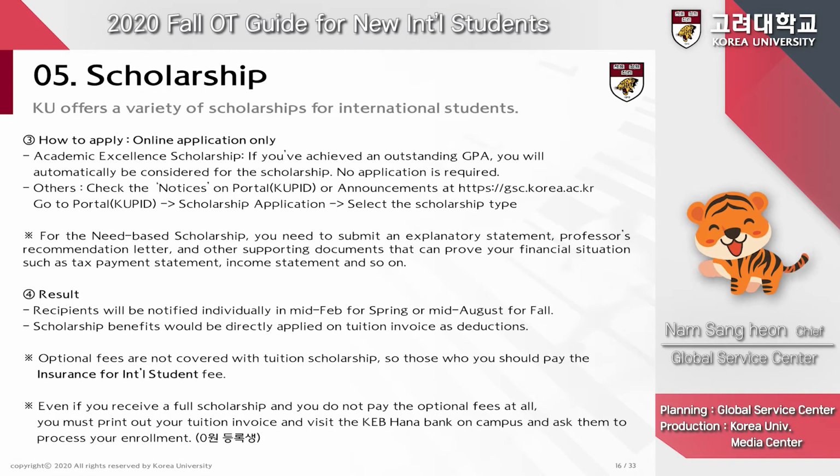If you plan on applying for a scholarship, it will be done online except for the Academic Excellence Scholarship. If you achieve an outstanding GPA, you will automatically be considered for this scholarship. No application is needed. For the other scholarships, remember to check online on Cupid and or on our GSC homepage for more information.